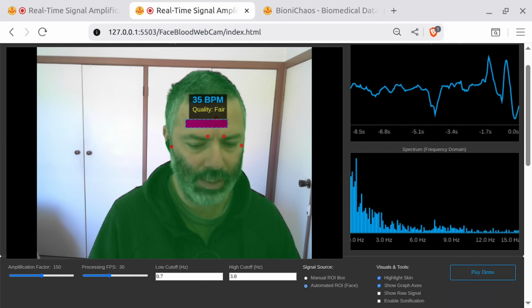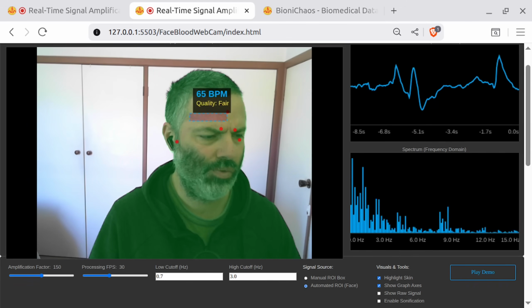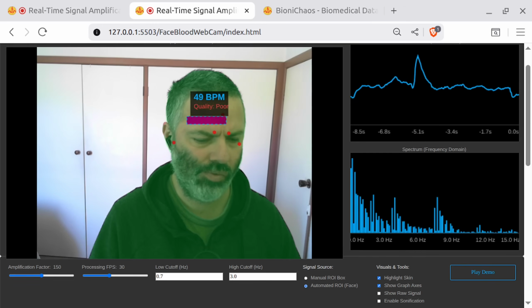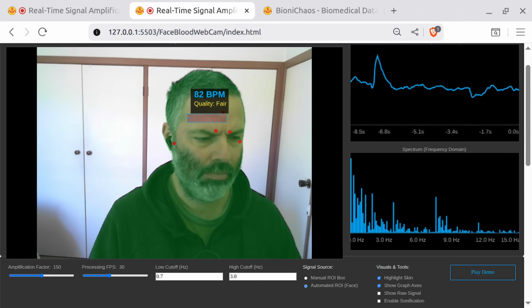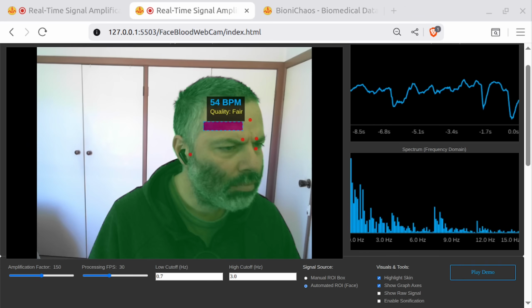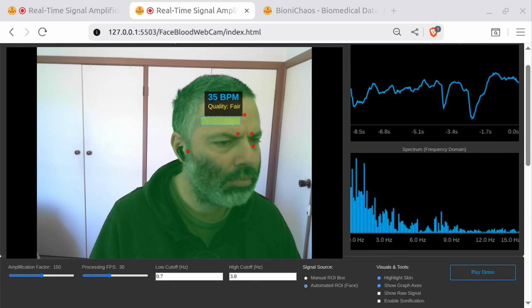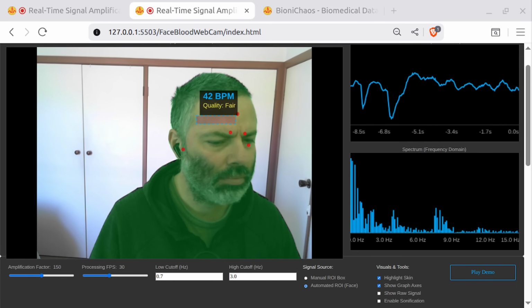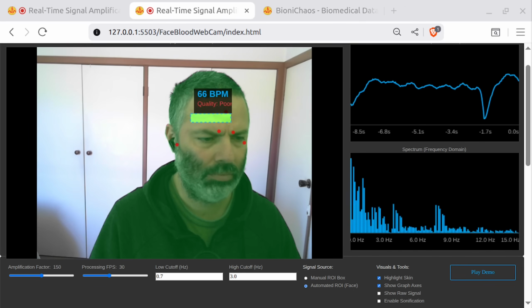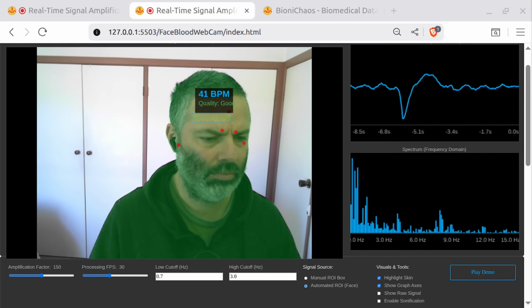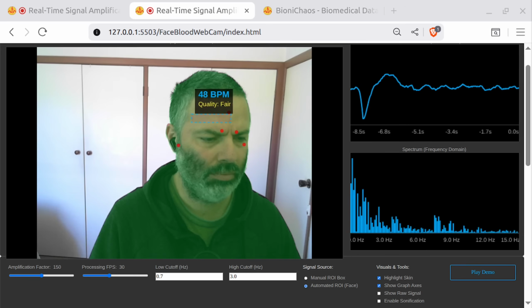And can you go over the controls at the bottom of the page? At the bottom of the page, there are controls for amplification factor, processing FPS, low cutoff frequency, and high cutoff frequency. You also have options to select the signal source and to toggle various visual and tool options, such as highlighting skin, showing graph axes, and enabling sonification.